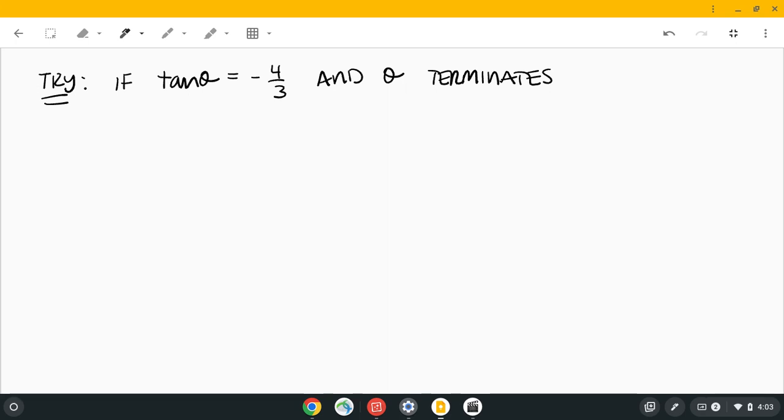Alright, so go ahead and try this, and let's check to make sure that you do understand what I'm talking about. Okay, so I'm going to give you this problem. If tangent theta equals negative 4/3, so again, I'm putting that negative in the middle. You'll have to figure out which one is negative, the 4 or the 3. And theta terminates in quadrant 2.